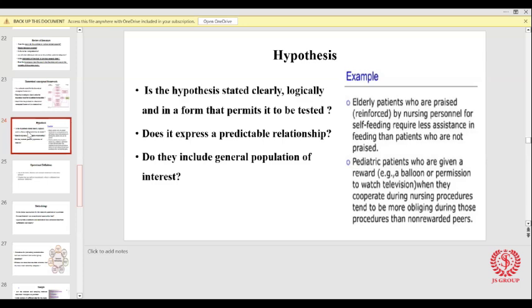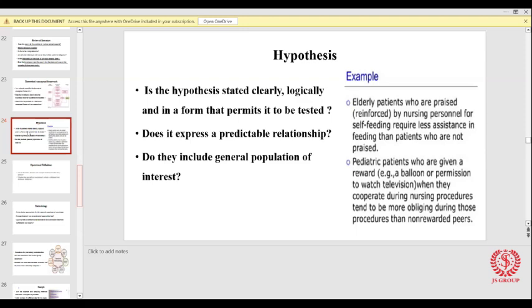Example, as I told, a study to assess the effectiveness of plant teaching program. So what hypothesis can we state? The researcher can state there will be a significant difference between pre-test and post-test knowledge of the students regarding anemia. That is the first hypothesis. The second hypothesis is there will be a significant association between their pre-test knowledge and their socio-demographic variables. So it is logical: there will be a significant difference between pre-test and post-test, then a significant association between pre-test knowledge and socio-demographic variables. Like that, it should be stated clearly and logically.